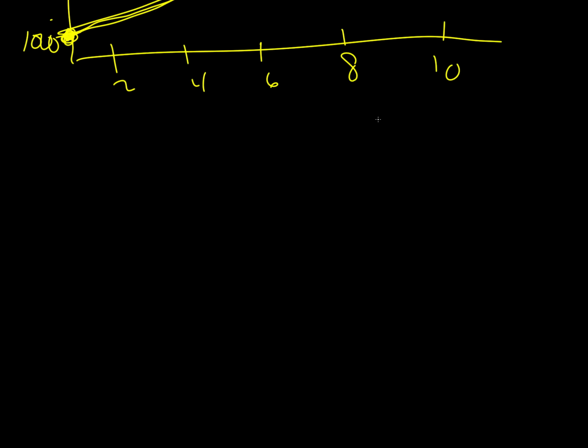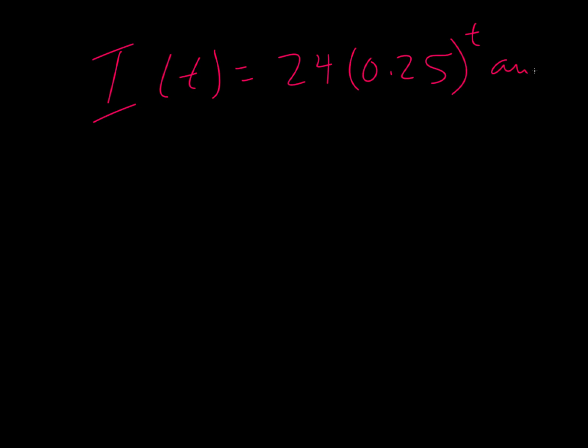All right, let's try another one. So that was a growth problem. So I'm guessing this will be a decay one, but let's see. So it says, when a diesel electric generator is switched off, the current dies away according to the formula I of T equals 24 times 0.25 raised to the T amps, where T is the time in seconds.